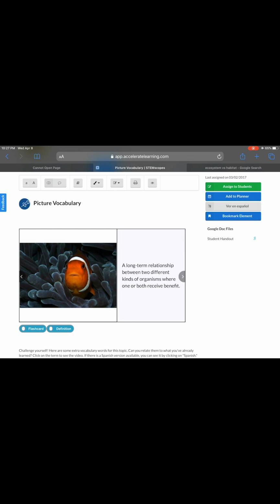Symbiotic. This is a very good word. A long-term relationship between two different kinds of organisms where one or both receive benefit. Here in this picture, you have a fish that looks like maybe coral reef. They help each other. Okay, I'll think of better examples as we go on with the unit. But for right now, let's continue.